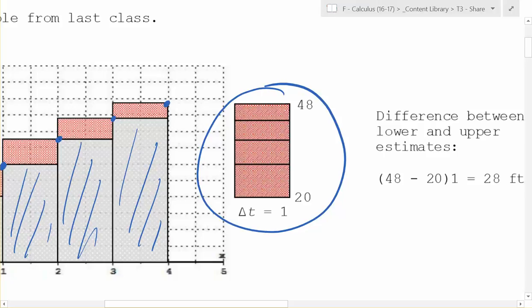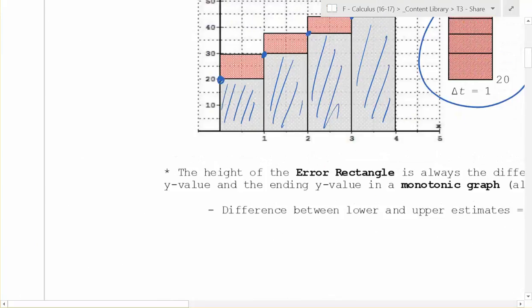More points. We took more sample points. So did we change the height of the rectangle? No. What did we change? The time. Well, it's not always going to be time, but we called it time before. We're going to change the width of the rectangle. The width of the rectangle.